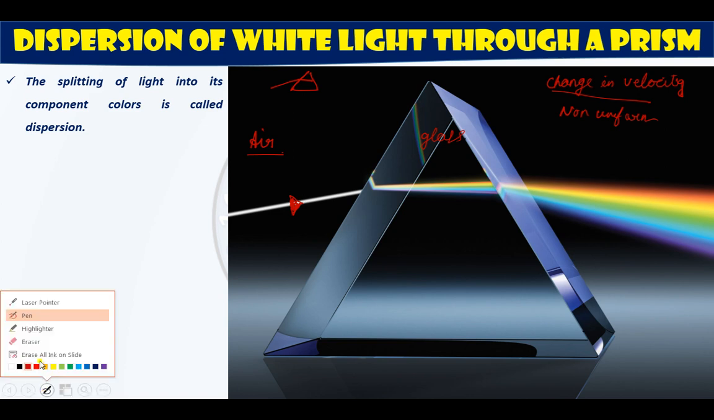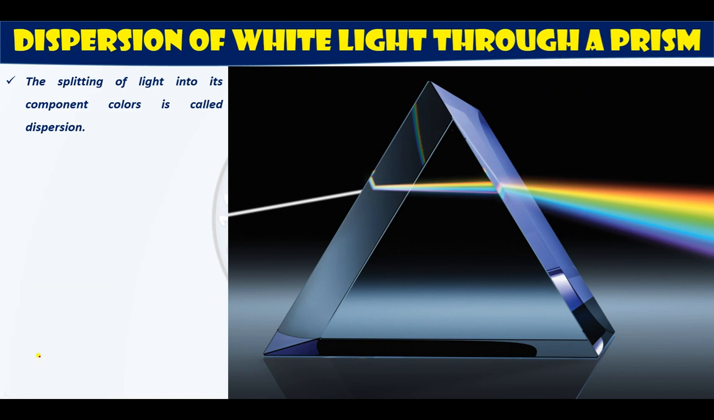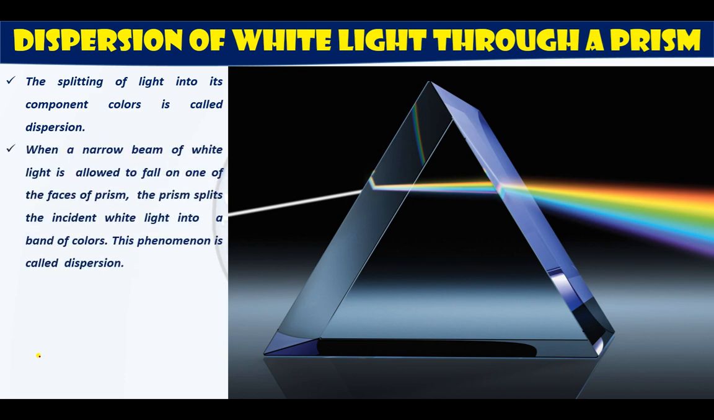Fine, I will show you a video animation also regarding this. This is the definition of dispersion. When a narrow beam of white light is allowed to fall on one of the faces of a prism, the prism splits the incident white light into a band of colors. This phenomenon is called dispersion.